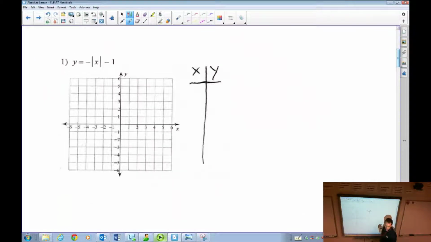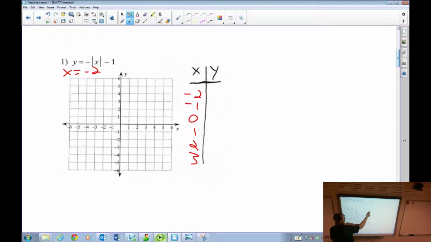So number 1, if you want to use the XY table just to understand absolute value, you can. And so let's see here. So we choose values for x, like -2, -1, 0, 1, 2. Maybe we'll need 3 as well, maybe not. And then we plug it in, each x value. So x equals -2. We're going to plug that in right here in place of x.